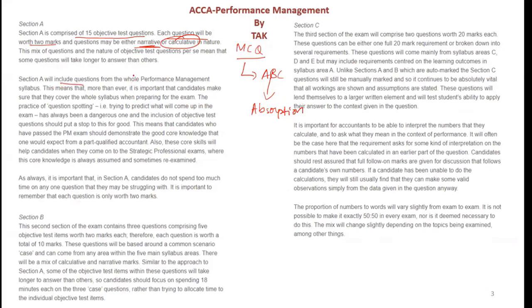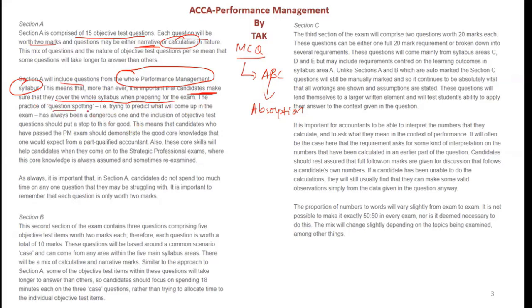Section A includes questions from the whole performance management syllabus. This means that more than ever it is important for candidates to make sure they cover the whole syllabus in preparing for the examination. I'm not saying that there are no important chapters. There are various very key chapters, but what I'm trying to convey is that just give one good run, at least one good run, to your textbook, so that you would be able to retain some key points of every topic. You cannot shop around the topics, like you cannot be a selective buyer while preparing for the examination.